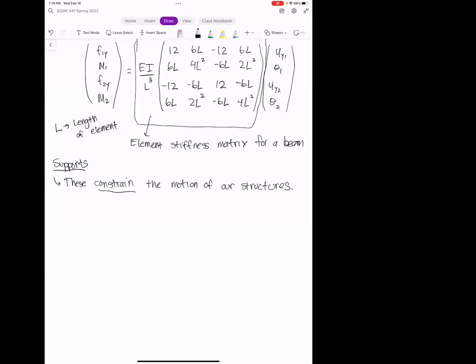I've been a little bit lax recently, and I haven't really been talking about these with that much strictness. So let's categorize the three supports here, and talk about what they actually constrain in our models. The first is the most restrictive support, which is a fixed support. A fixed support will knock out basically all degrees of freedom. It's going to restrict both the X and Y deformations as well as the rotation.